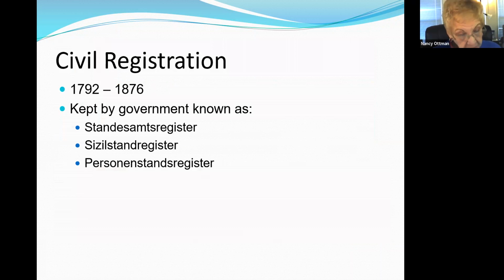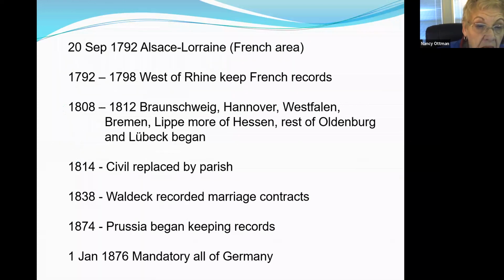Civil registrations were kept from 1792 to 1876, and they're kept in the different government registries, and I've listed those particular names there for you. And again, that's in your handout. These are different dates of information that was kept in particular different locations. Again, giving you some idea of how far back you can go in some of your research.